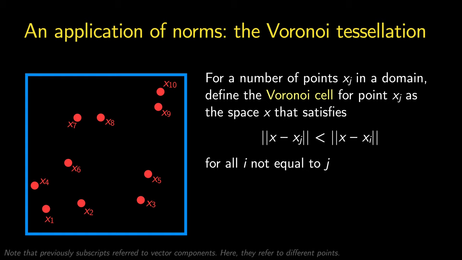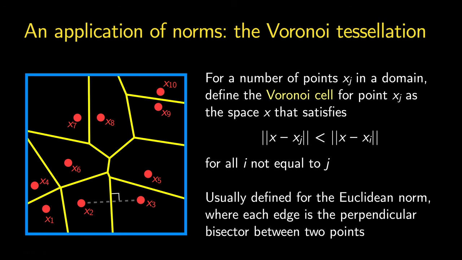So essentially, for each one of these points, we're going to surround it by the cell of space that's closer to it than any other with respect to this norm. And if we do that, then we'll have boundaries between the different Voronoi cells. And that gives us what we refer to as the Voronoi tessellation. And for these 10 points here, the Voronoi tessellation will look like this. So each one of these points will be surrounded by this polygonal Voronoi cell.